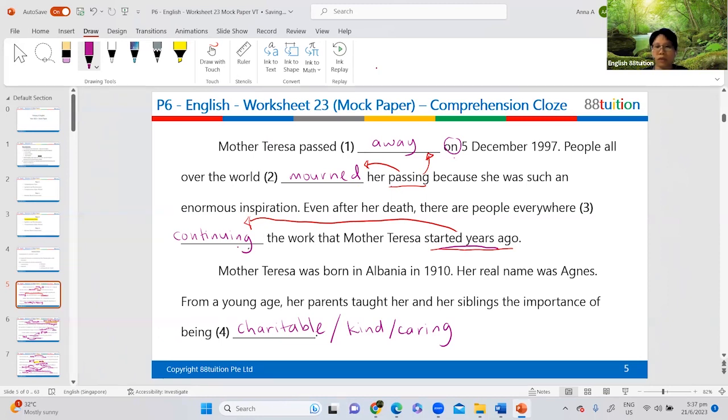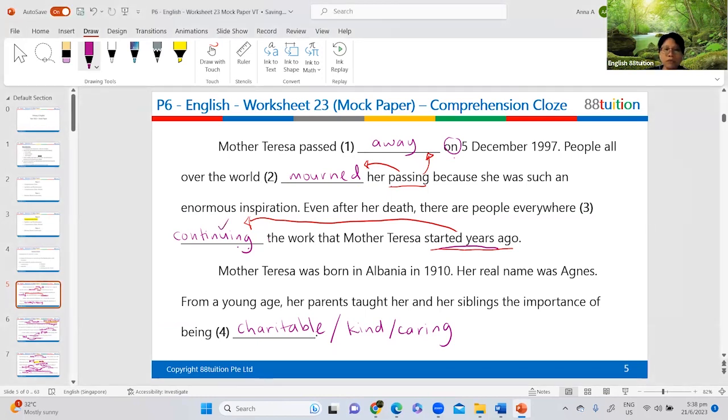I hope so far you got 3 correct. If you have any other answers, please tell me, then we can consider. You can talk to me. How about resuming? Resuming the work? There are people everywhere resuming the work. No. We say continue because resume means you stop and then you go back and do it. So I think the better answer will be continuing. All right, but good try though.